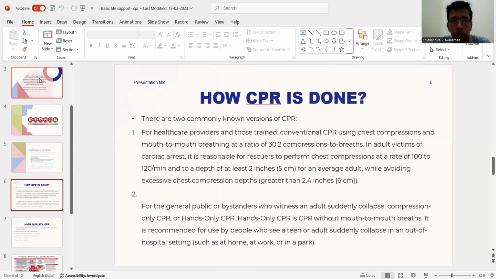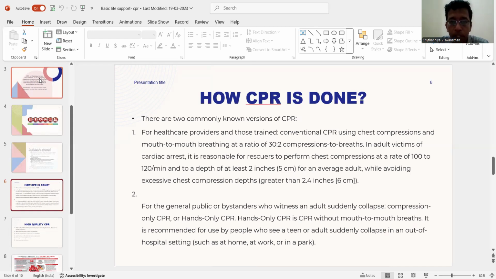How is CPR done? There are two common versions of CPR. For a trained health professional, it is conventional CPR using chest compressions and mouth breathing at 30:2, compressions to breaths. In an adult victim of cardiac arrest, it is reasonable to perform chest compressions at the rate of 100 to 120 per minute at a depth of at least 2 inches for an average adult, while avoiding excessive chest compression.